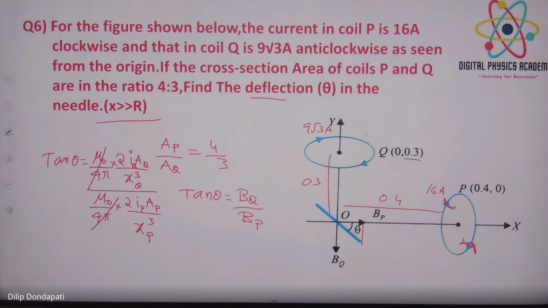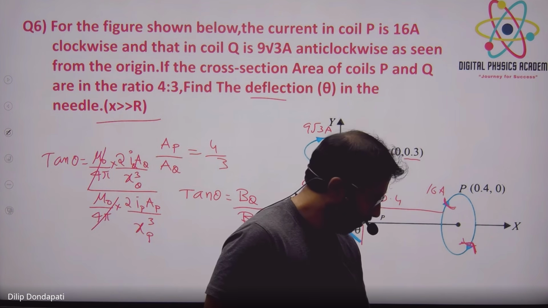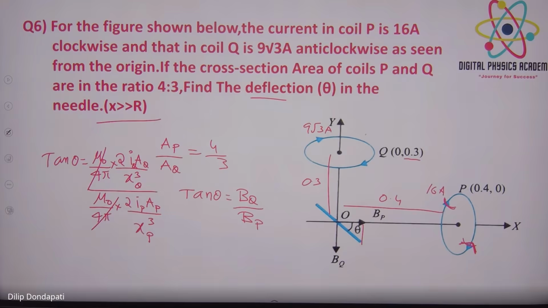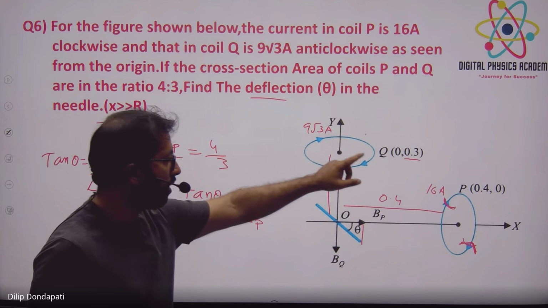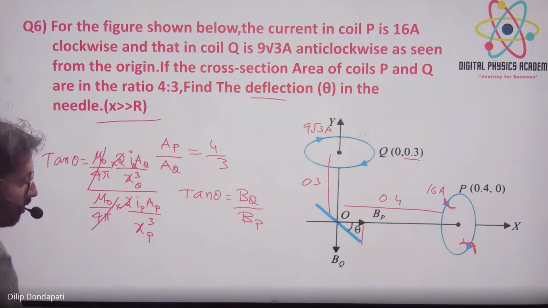So 60 degrees. Yeah, 60 degrees. Did you get it? Solve. Did you get it? Yes. It came straight, right? 2 divides and cancels. All currents are given, this current is given, this current is given, area is given, ratio is also given, and the distance x is also given: 0.3, this is 0.4. Just substitute the values, the answer is 60 degrees.